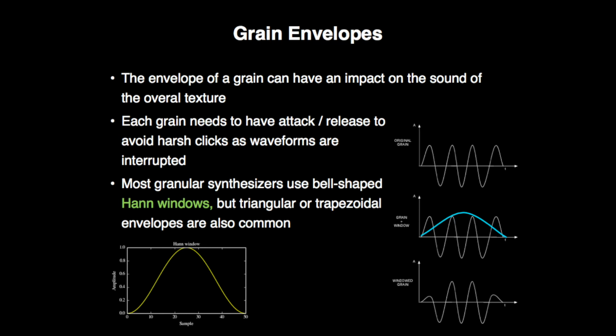Most granular synthesizers use these bell-shaped envelopes that are sometimes called Hann windows because they're based on the Hann function. Hann was an Austrian meteorologist who came up with this function that we use a lot in digital signal processing. On the bottom left there, you see a Hann window. It looks like a bell curve or something. That's a really common envelope shape where you have a nice smooth attack and smooth release. It almost seems like a sine wave kind of shape. But sometimes you'll see triangular envelopes with a linear attack and release, or trapezoidal envelopes, almost like an AHD envelope. Different granular synthesizers will allow you to change these envelopes, and you can explore some of the different ways this impacts the sound of the overall texture.